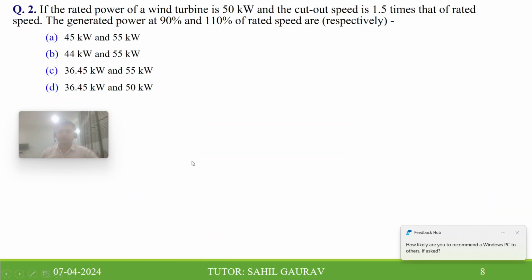So in this problem, this is really a good problem. If the rated power of a wind turbine is 50 kilowatt and the cutout speed is 1.5 times that of rated speed, you have to find the generator power at 90% and 100% of rated speed respectively, and the options are shown below. So here rated power is given: P rated is 50 kilowatt.